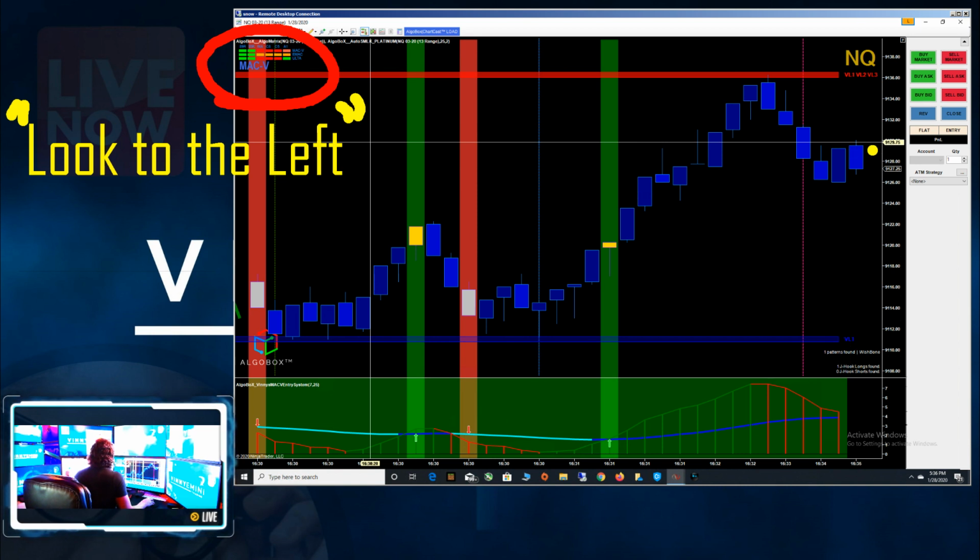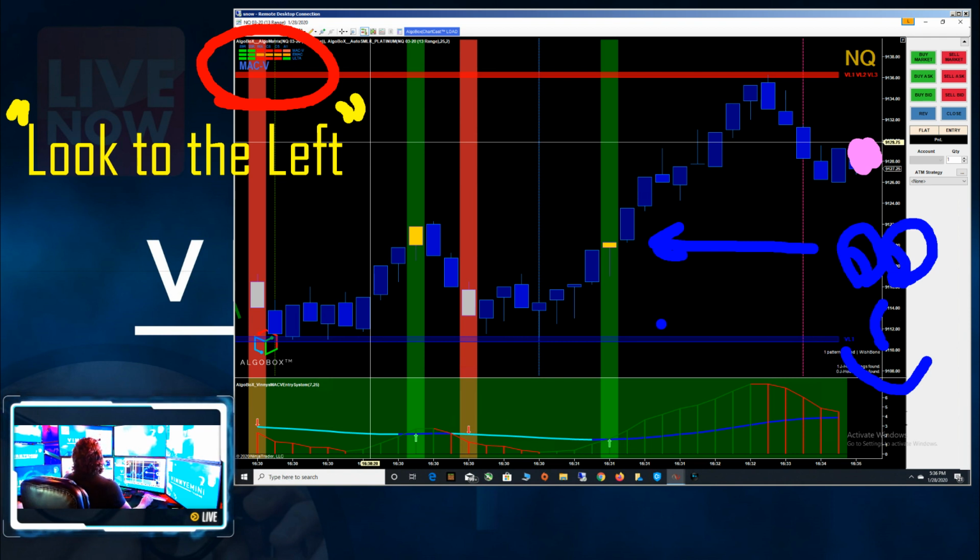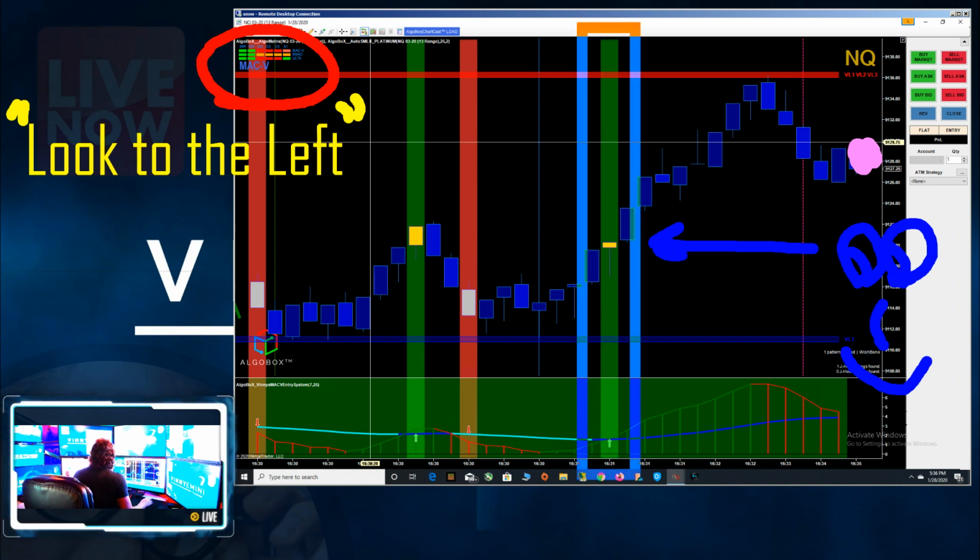So here's my current price over here. If I'm going to use my eyeballs and look to the left, what am I looking at? Right here. The MACV filter is a vertical colored line that will either be green or red. It's as simple as that. You see this vertical line? This is my final filter.